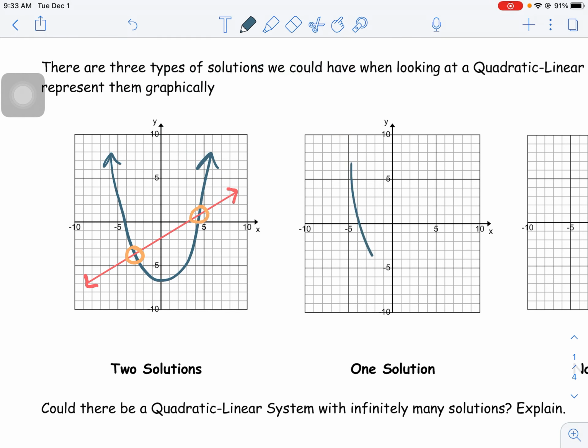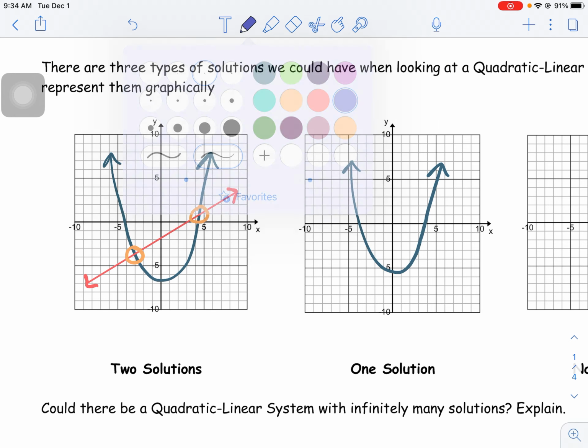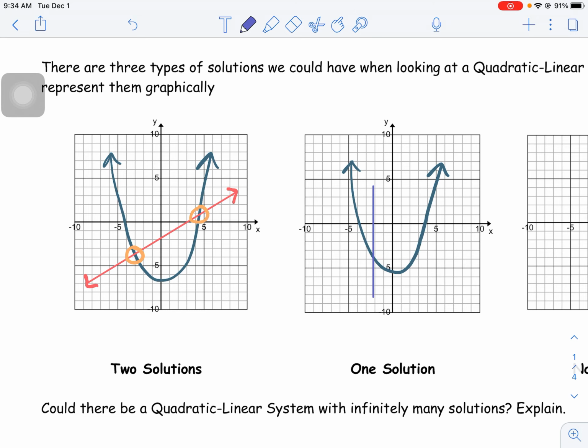Okay, how can we get one solution? If we draw another quadratic on here, one possible way to get a singular solution is to have a vertical line passing through this graph. A vertical line would give us one solution right where it crosses on that vertical plane, or in that vertical spot.